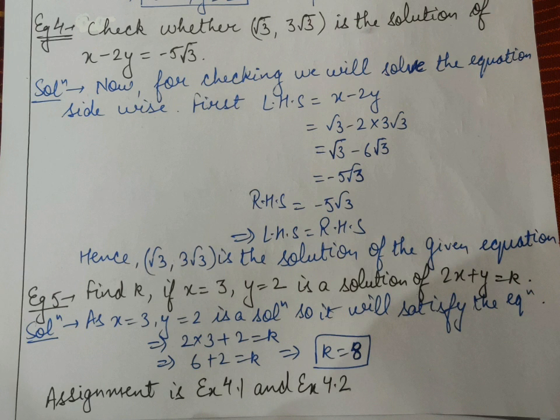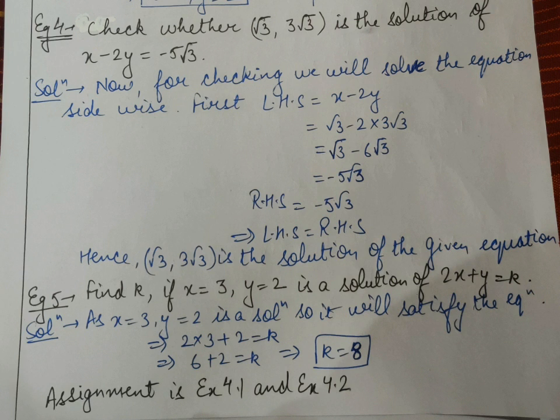Example number 4. Check whether root 3 comma 3 root 3 is the solution of x minus 2y equals minus 5 root 3. Now for checking, we will first solve the equation sidewise. First, we'll solve our LHS. LHS is x minus 2y. Now, in our LHS, we will put the value of x from the given point and y from the given point. So, value of x is root 3 and value of y is 3 root 3 from the given point.